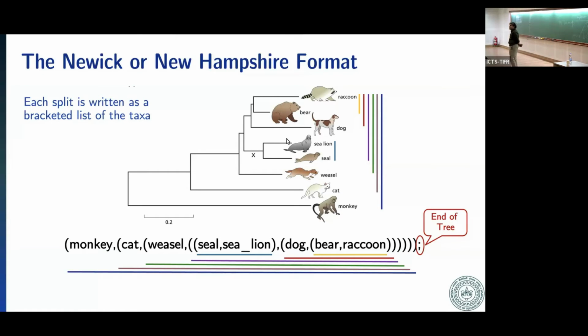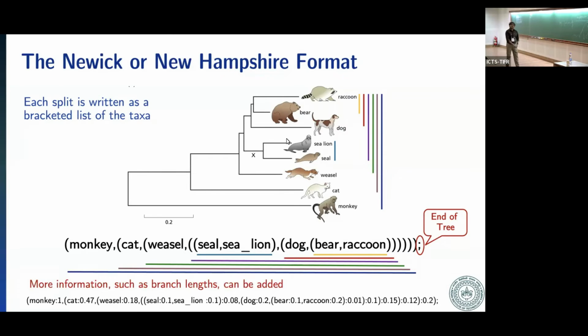Now, is it the case that we can only encode the tree topology using this string representation? No, we can actually be very general. We can add more information. For example, we can add information such as branch length.